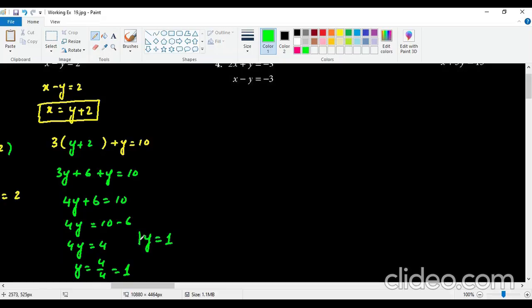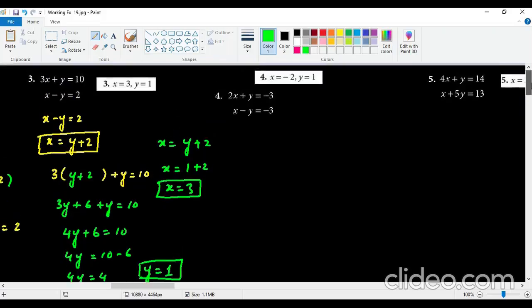Now I know very well that the value of x is y plus 2. So instead of y, I will write the value of y, which is 1 plus 2. So the value of x is equal to 3. So both the values are found. This is how we are going to do the next question, which is question number 4.